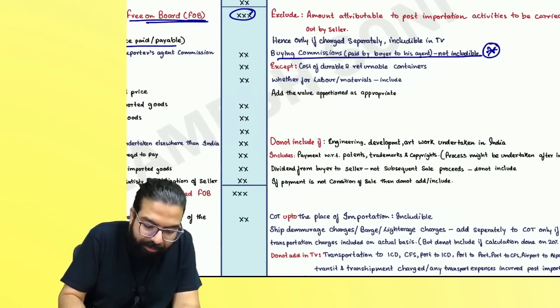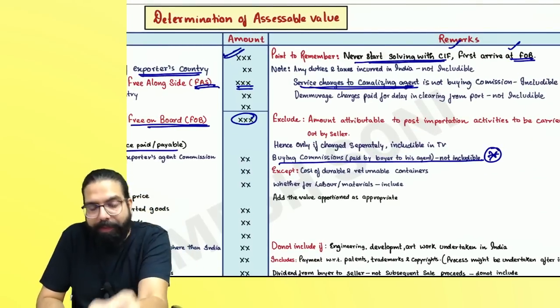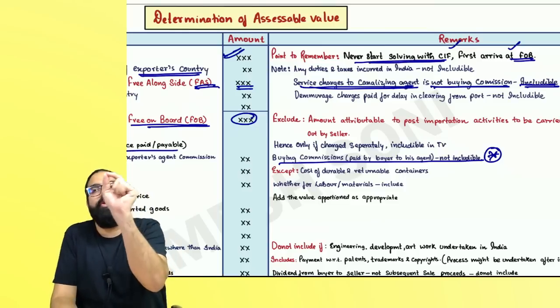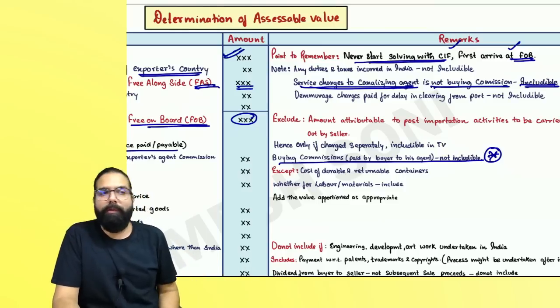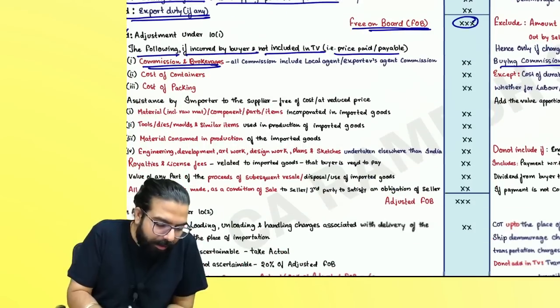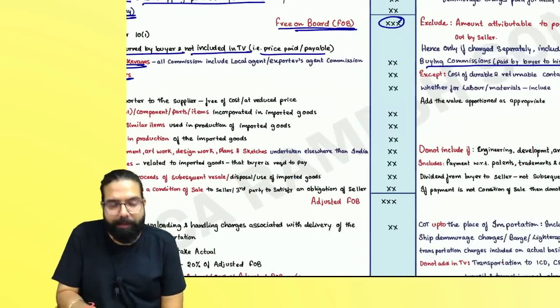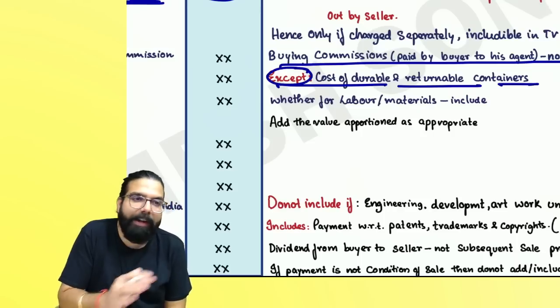Here, I want to put one star and tell you that, sir, service charges which are paid to a channelizing agent are not buying commission and always to be included. Service charges paid to the channelizing agent are not buying commission and they are to be included in the value. Can I go ahead, everyone? The next one is cost of container. Always remember, the cost of container is to be included in the value, but cost of returnable and durable containers is an exception, it is not to be included.